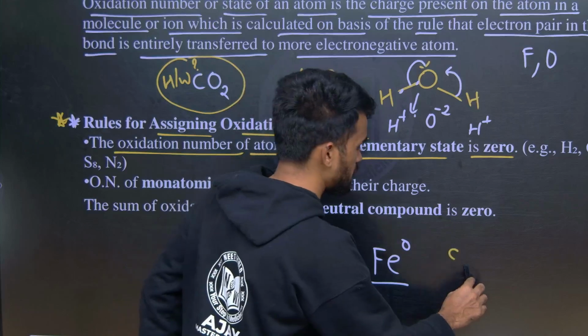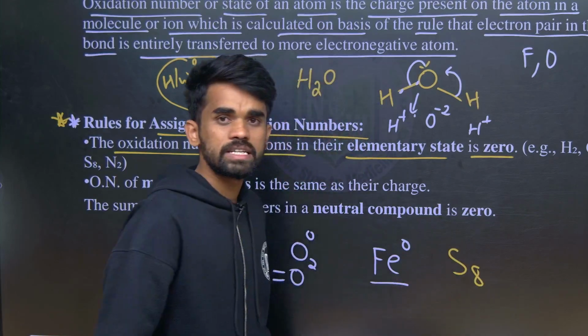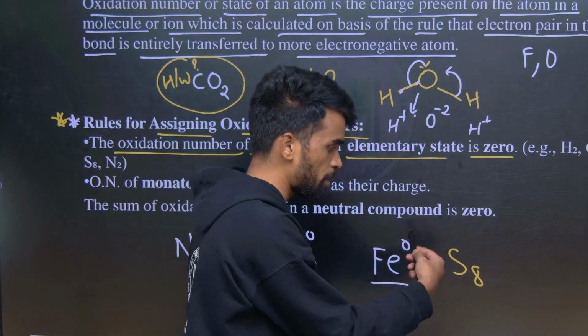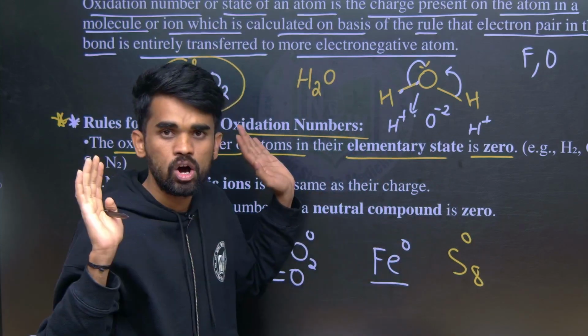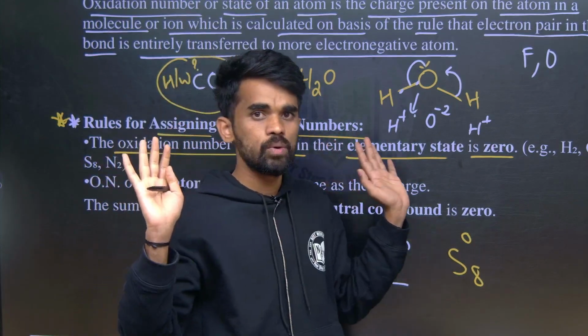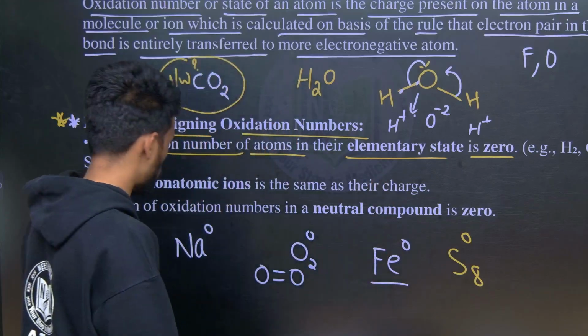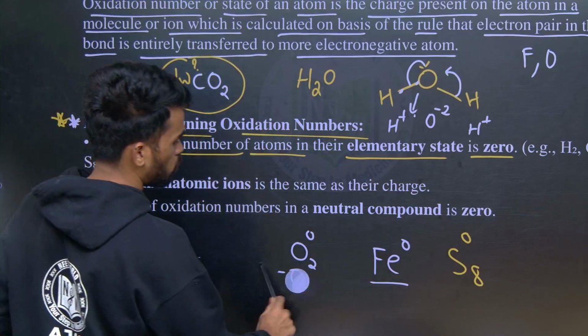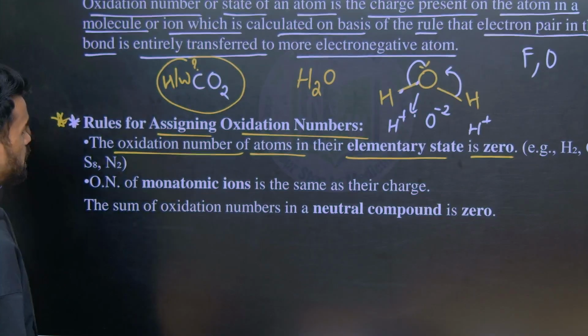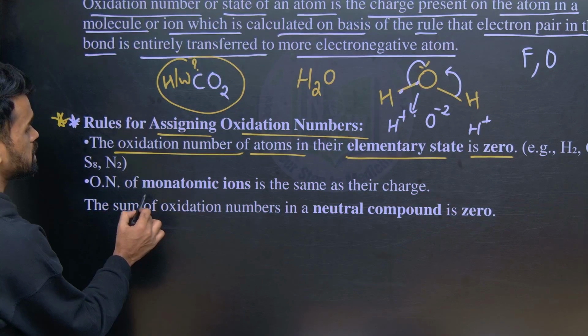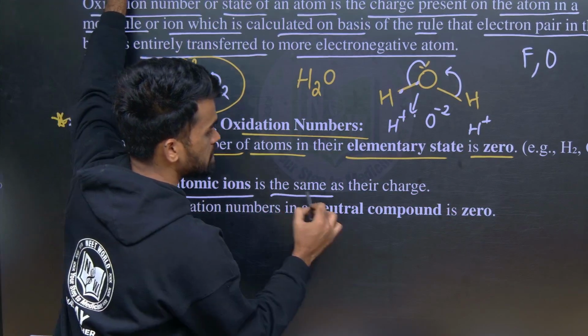So I am writing S8. What is the oxidation state of sulfur here? It is combined with itself, therefore there is no electronegativity difference. So the oxidation state will be 0. I hope it is clear, no confusions, right? Okay. Let's discuss a little more about these things. Here the second statement: the oxidation state of monoatomic ions is the same as their charge.